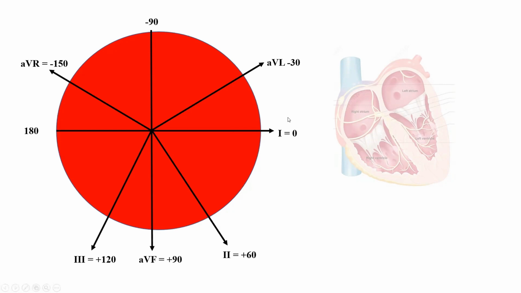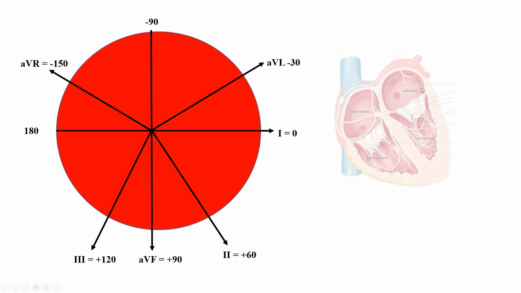All right, so again, we have 3 pairs. Lead 1 and AVF: lead 1 is at 0 degrees, AVF at 90 degrees. After that, we have lead 2 and AVL. They are perpendicular to each other. Lead 2 at 60, AVL at minus 30. Now, the third pair is lead 3 and AVR. Lead 3 is at positive 120, AVR is at minus 150. This is very important.